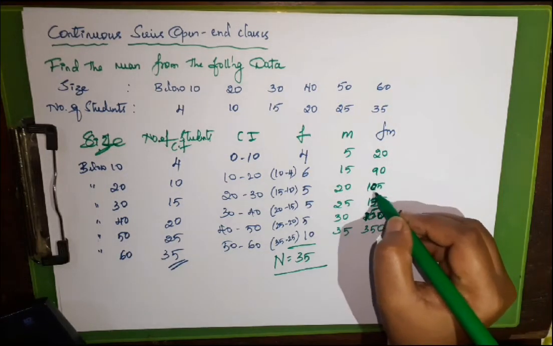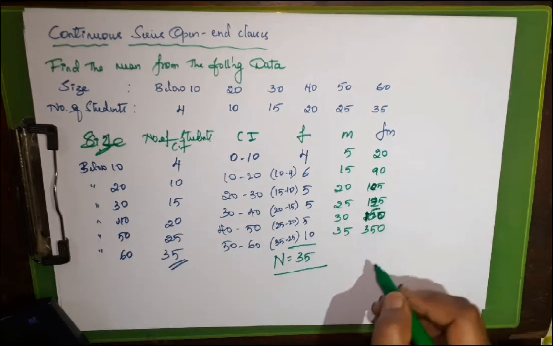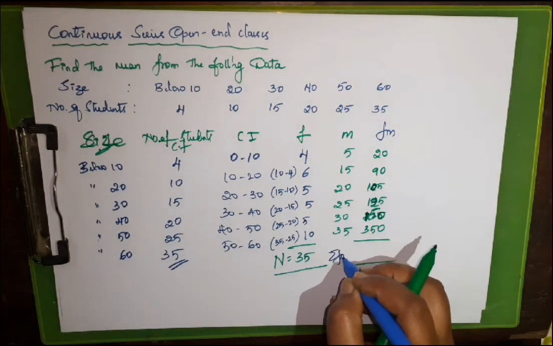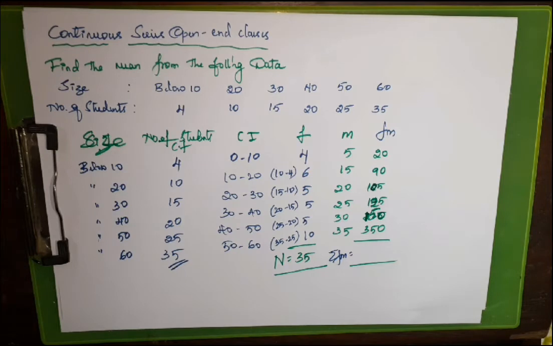So getting 105, 125, 150, 135. So make a total of it. So sigma FM is equal to 20 plus 90 plus 105 plus 125 plus 150 plus 350, that is equal to 840.